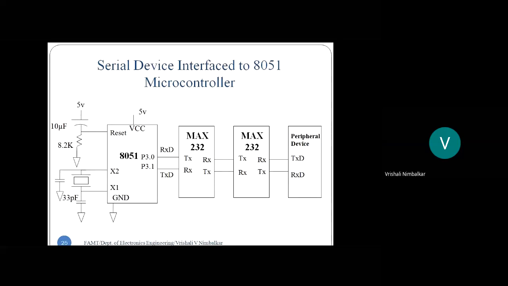Okay, students. Now in this diagram, I have not shown the other connections of the MAX232 chip. This much is fine, just to get an idea. There is a level translator in between, one at the transmitter side, one at the receiver side. Okay, students. So here we complete serial communication.